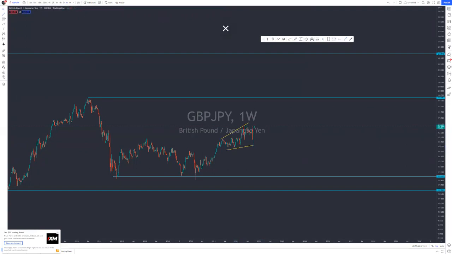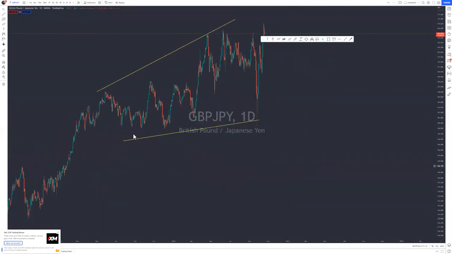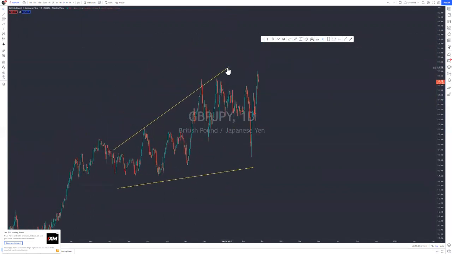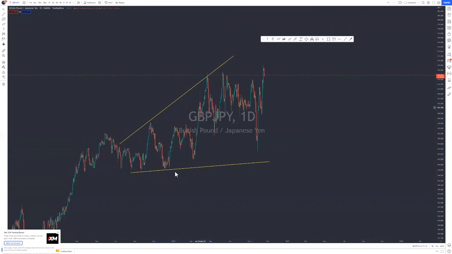Okay, so from the weekly we go to the daily. On the daily we have moved with our trends. You see, it still makes proper sense. As long as the trend lines are making sense, that's the only thing that's necessary. So again, guys, you can see we have a triple top. 1, 2, 3. Triple top.